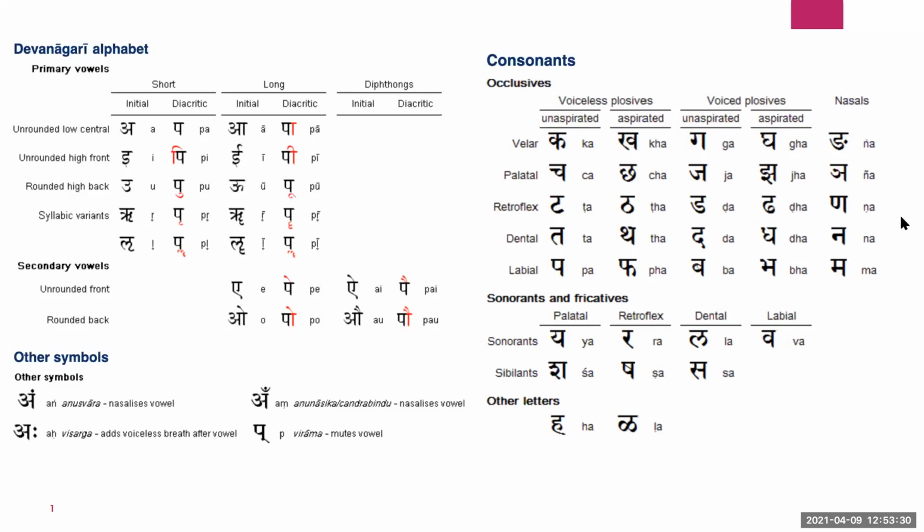So when you're looking at these, if you're a learner, you can easily learn the initial consonant. And then you just need to learn the diacritics to attach to it. So they look really difficult to learn, but they're not.